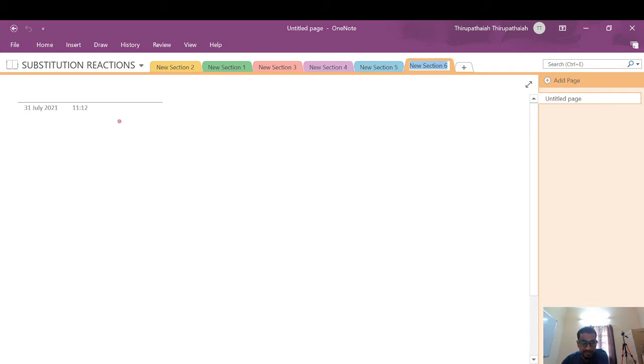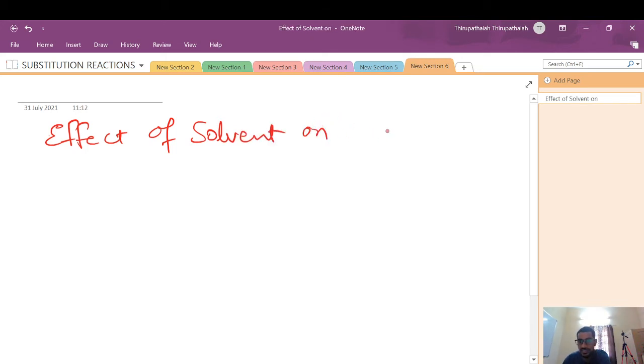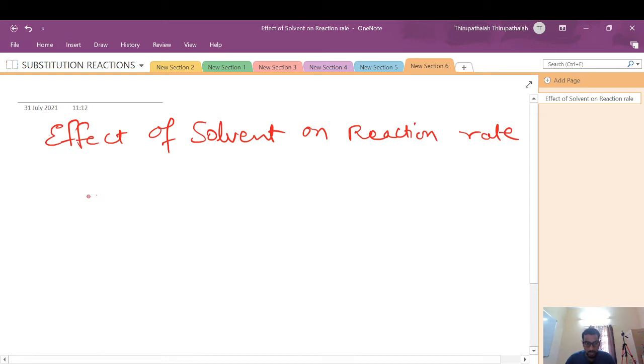Now we will see the effect of solvent on reaction rate. Polar protic solvents favor SN1 reactions.